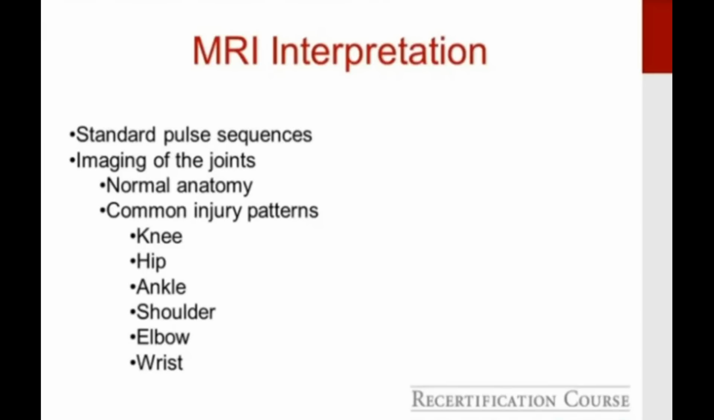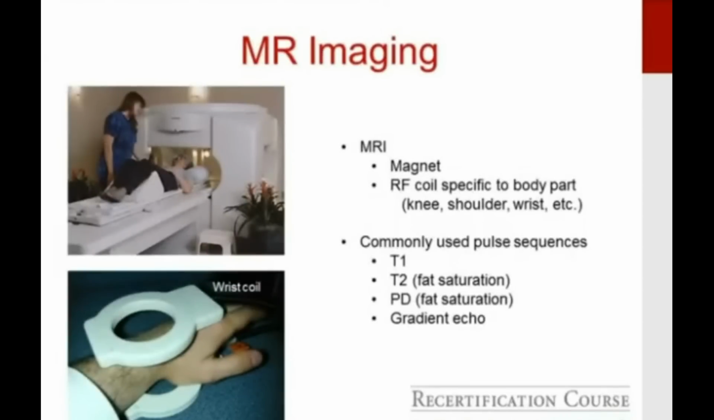So we'll talk about the standard pulse sequences that are used with MR imaging, and then we'll go through joint by joint, starting with the lower extremity, and then move into the upper extremity, specifically looking at the normal MR anatomic appearance and the injury patterns that occur.